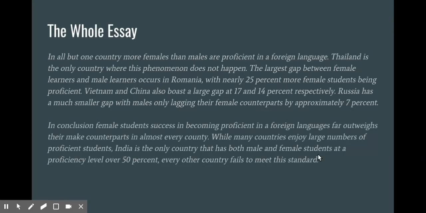In conclusion, female students' success in becoming proficient in a foreign language far outweighs their male counterparts in almost every country. While many countries enjoy large numbers of proficient students, India is the only country that has both male and female students at a proficiency level over 50%. Every other country fails to meet this standard.